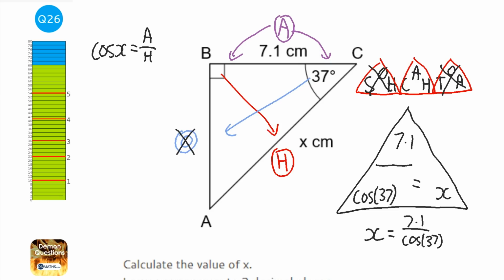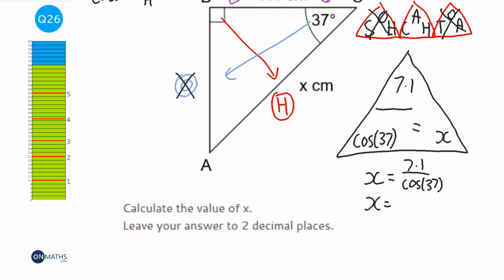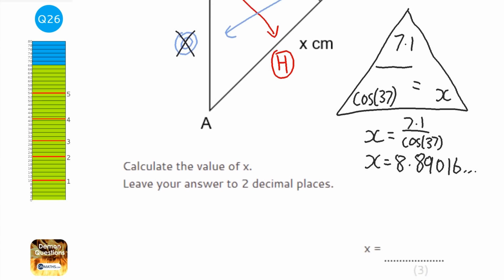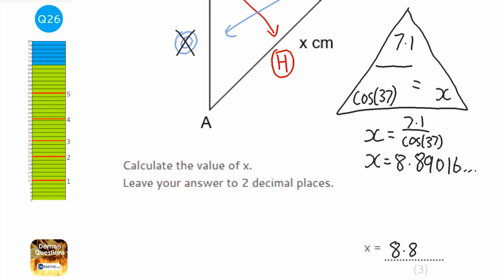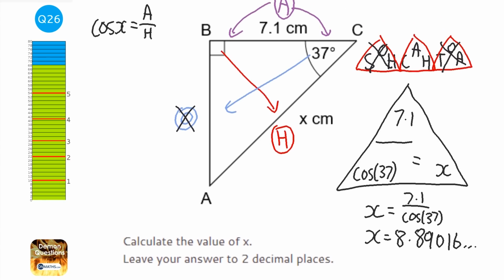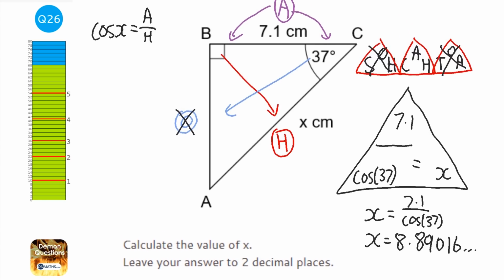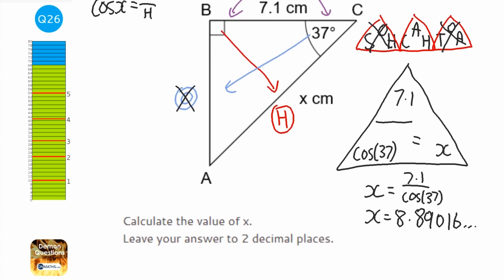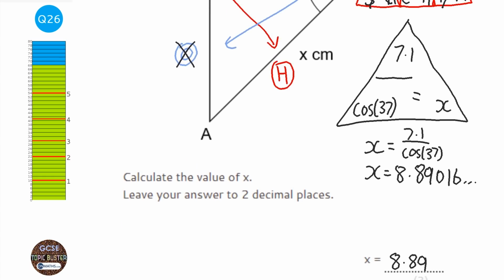Now, when you type this into your calculator, you press the fraction button, then 7.1. Use the cursor key to go downwards. Type in cos 37, but make sure you close the bracket. The calculator will say it's an error unless you close the bracket. And when I do that, I get 8.89016 and so on. To 2 decimal places, that's going to be 8.89. Last step is just to check it makes sense. The hypotenuse has to be the longest side. Well, 8.89 is longer than 7.1, so it's probably correct.